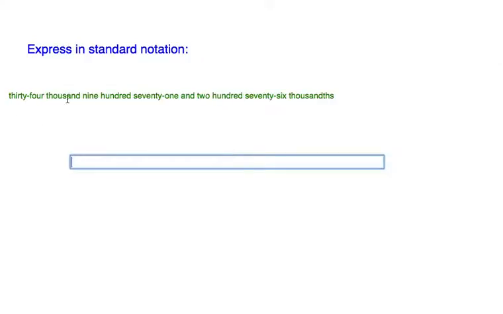All right, 34,971. And so decimal point, 276. So I'm going to write 276, and then thousandths. Now we just have to check, is the 6 in the thousandths place? So tenths, hundredths, thousandths. It is. So that's it.